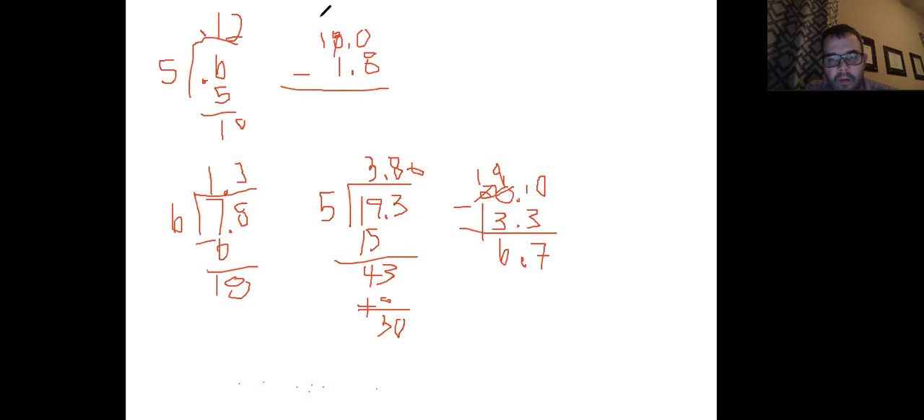Okay, got a borrow already. It's a 10. That's a 2. 7 minus 1 is 6. So 16 and 2/10.